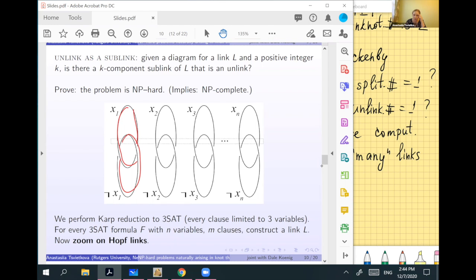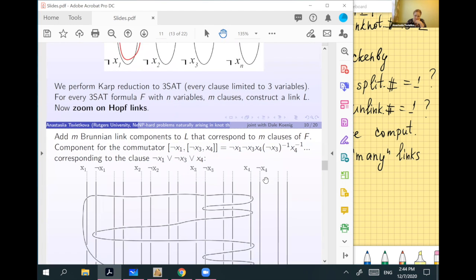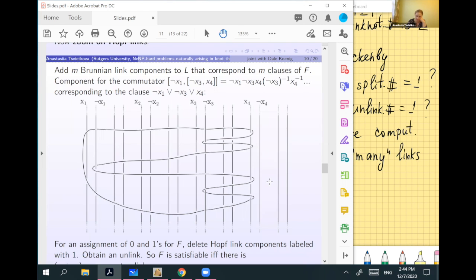And now I want to add components that correspond to clauses. I have m clauses, so m pairs of parentheses with expressions. So what I will do, I will zoom in on this little frame. And if I zoom in on this frame, that's what I see. That is my zoomed-in frame. So that's one Hopf link, these 4, this and this is one Hopf link, second Hopf link, etc. And I will add Brunnian components to it.